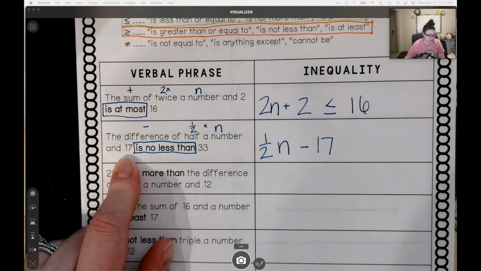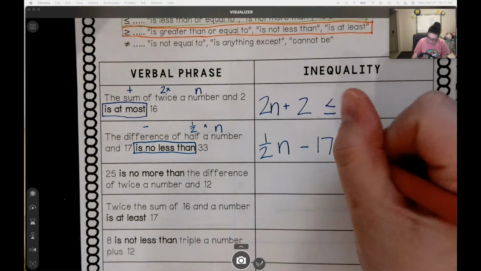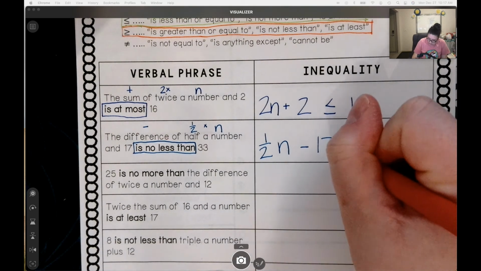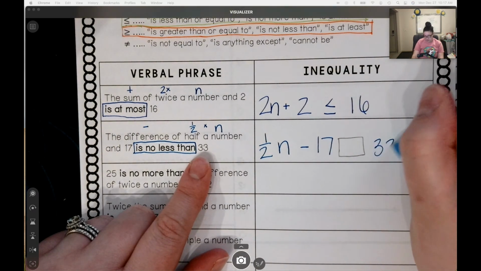We're going to hold off on this inequality. I'm going to write it in pencil to remind myself that I'm going to hold off on it. I need to put in my inequality sign in there. And the other side is going to be 33.